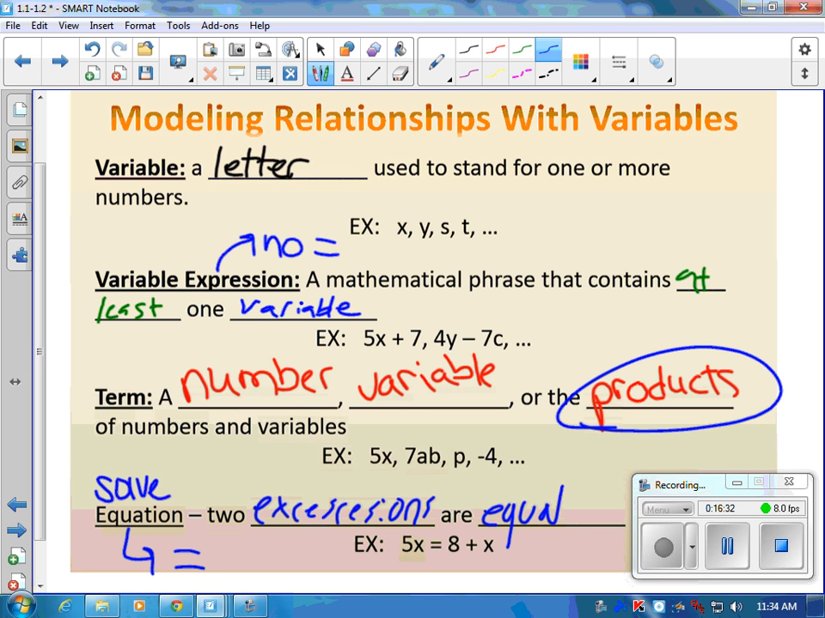Some key words that we see. With an equation, we're going to see the word solve. We can come up with an answer. We can solve for our variable. With an expression, we can simplify. So expressions, we simplify. They do not have an equal sign. Equations, we solve. So a variable expression, we will not come up with an answer. We won't get x equals, y equals. We'll just simplify it as much as we can. Equations, we can come up with an actual answer.